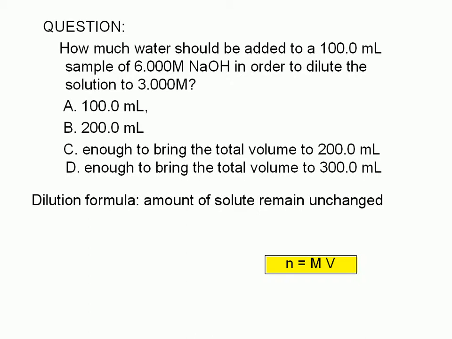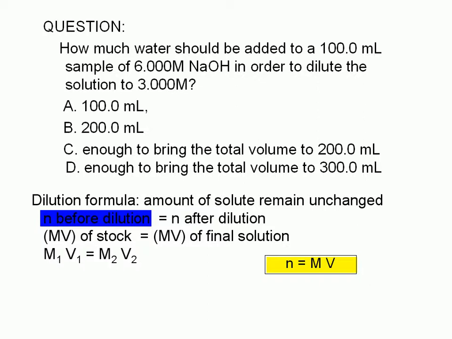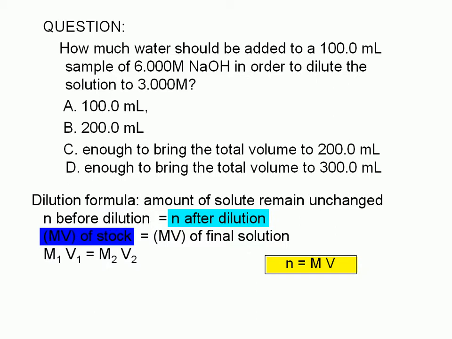Remember that in dilution, the amount of solute remains unchanged. The only thing we are doing is adding more solvent. Therefore, the number of moles of solute before dilution must be equal to the number of moles of solute after dilution. So, molarity times volume of the original solution is equal to molarity times the volume of the final solution.